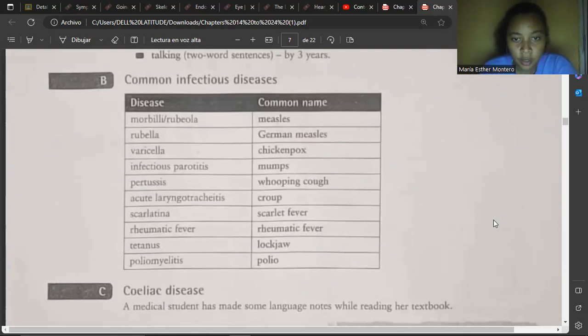Pertussis, whooping cough. Acute laryngotracheitis, croup. Scarlatina, scarlet fever. Rheumatic fever, rheumatic fever. Tetanus, lockjaw. Poliomyelitis, polio.